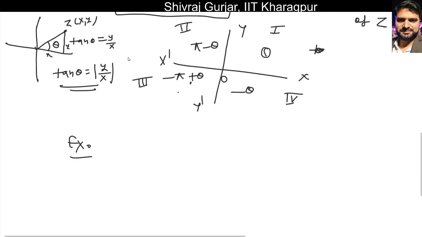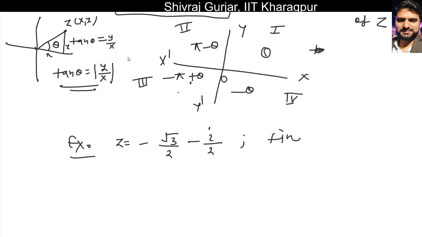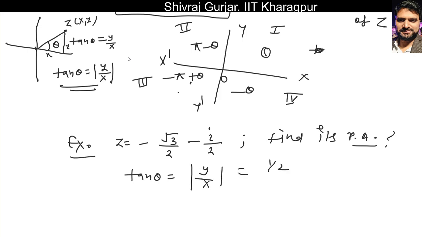Let's take an example for this. Let us say root 3/2 minus iota by 2. This is the complex number. Then find its argument, its principal argument. ठीक है, तो first thing tan theta क्या होगा, what is y, y is minus half and x is minus root 3/2, but we have to take modulus of this, so this is 1/2 divided by root 3/2 modulus, so it will be 1 by root 3. So theta is nothing but 30 degree, so pi by 6.